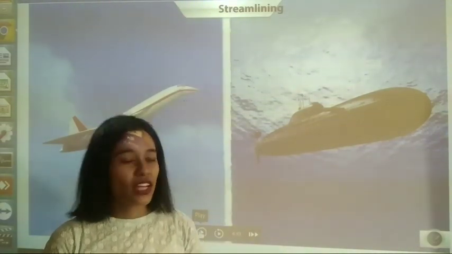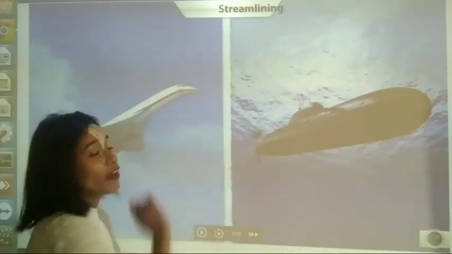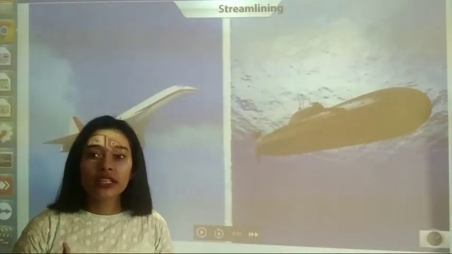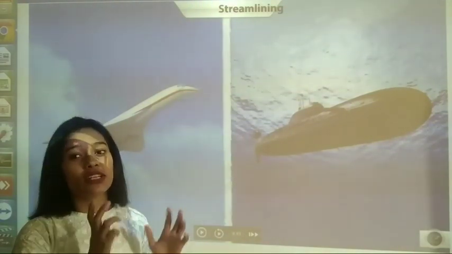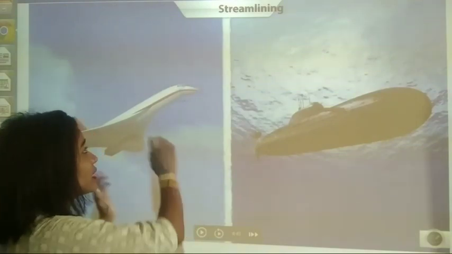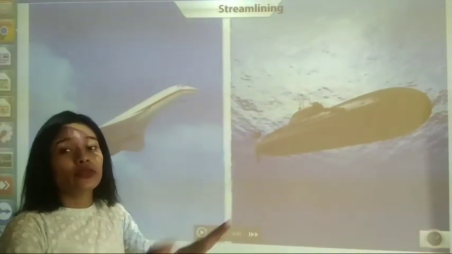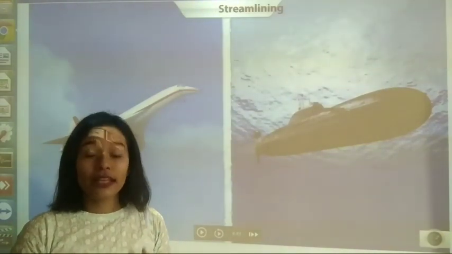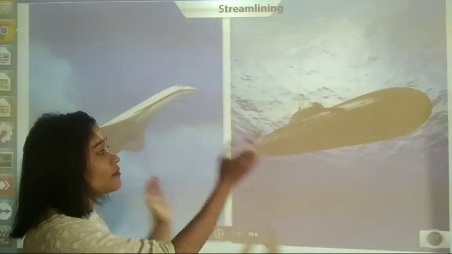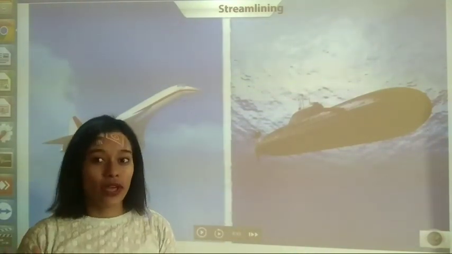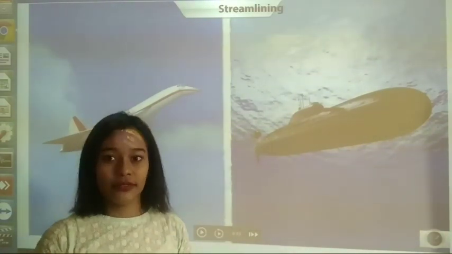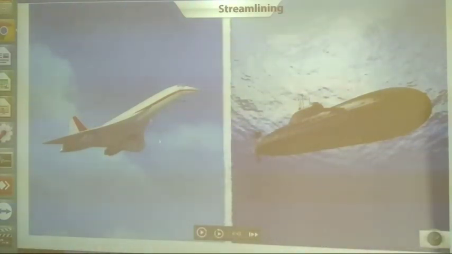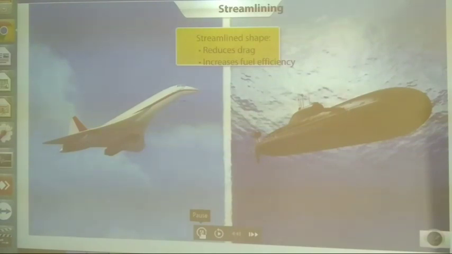So why is the body streamlined, you see? In front, the surface area is very small, is it not? So in the previous chapter we learned that if the surface area is small, the pressure exerted will be more. As a result, when they hit the air molecule or water molecule, it will break easily. So this is the reason why birds and fishes have streamlined bodies. And in the same way, aircrafts and submarines are also designed by taking inspiration from nature. The streamlined bodies of aircrafts and submarines reduce drag and thereby increase fuel efficiency.